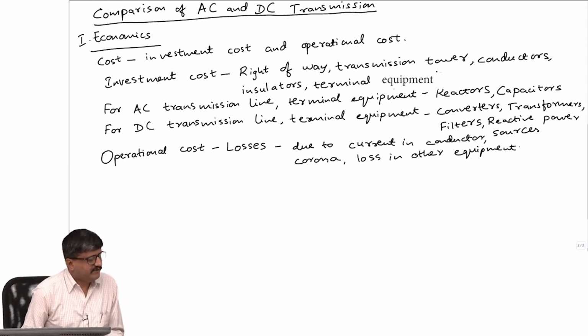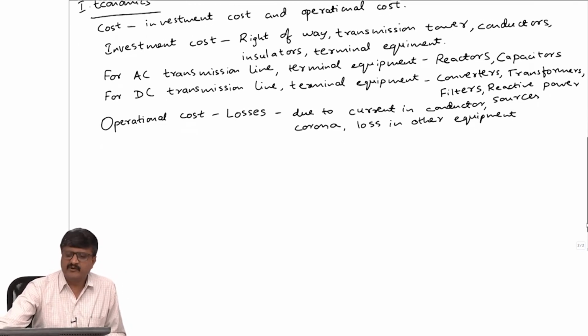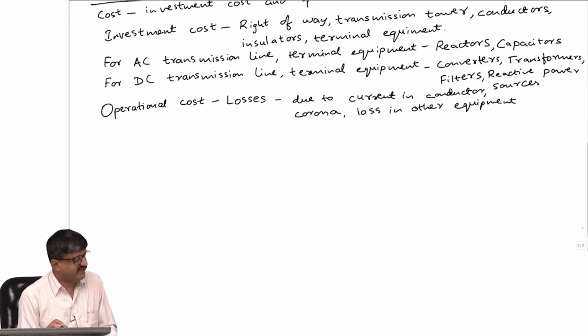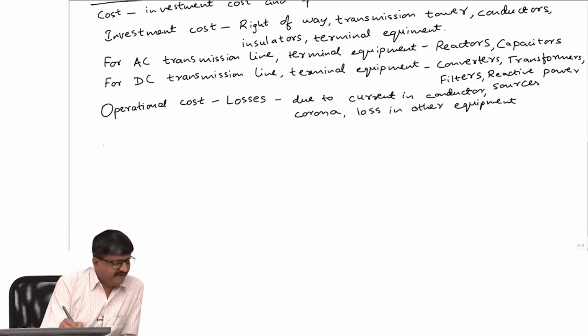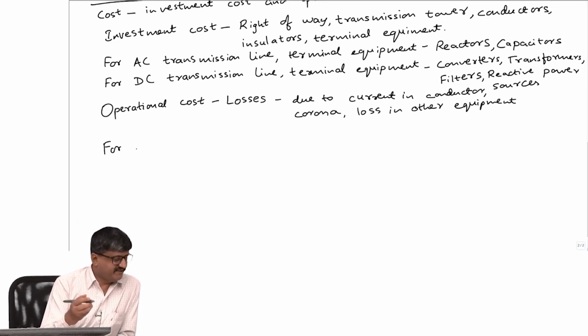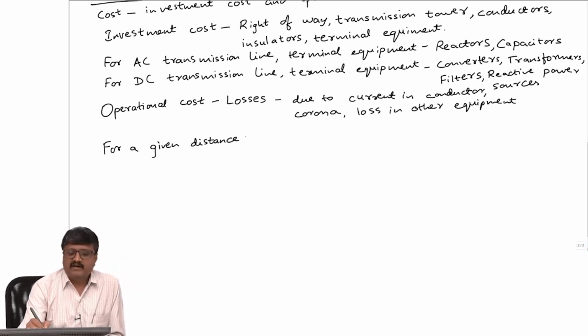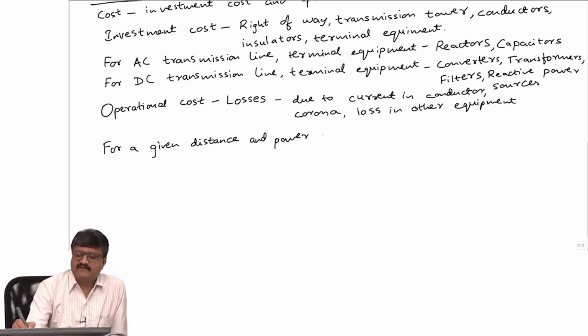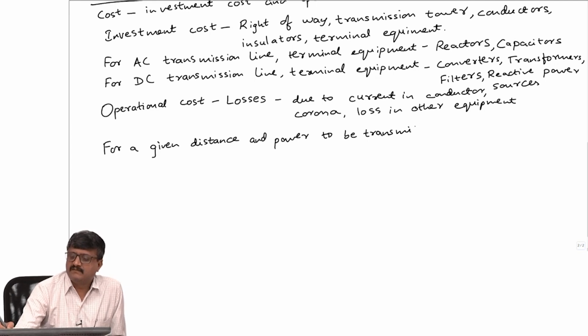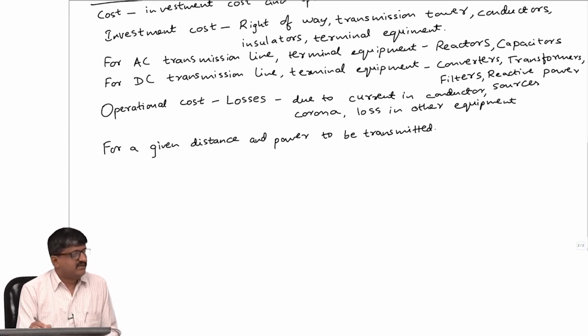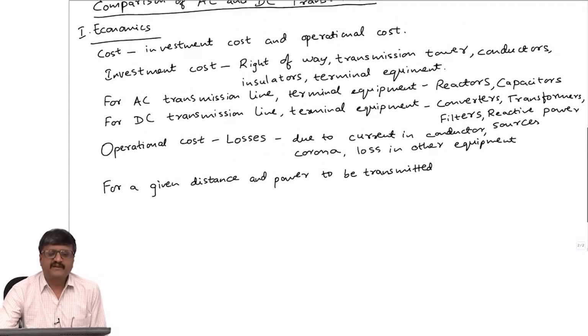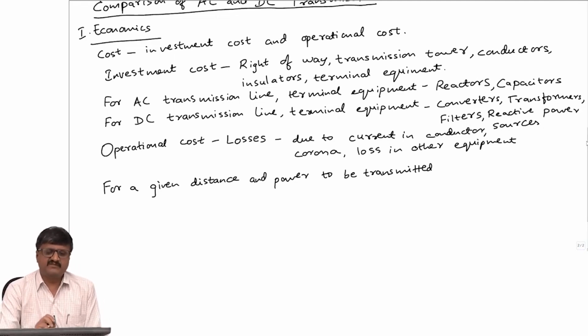Now, if I want to compare the two, that's our purpose now. If I want to compare DC transmission line and AC transmission line, suppose there is a fixed distance, whether it is DC or AC, and a given power to be transmitted. For the time being, I will just look at the investment cost. There are two categories. One is right of way, transmission tower, conductor, insulator. The other one is terminal equipment.